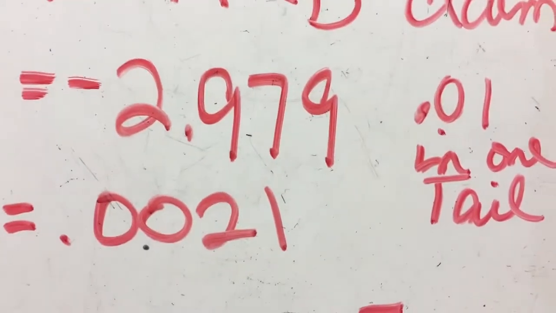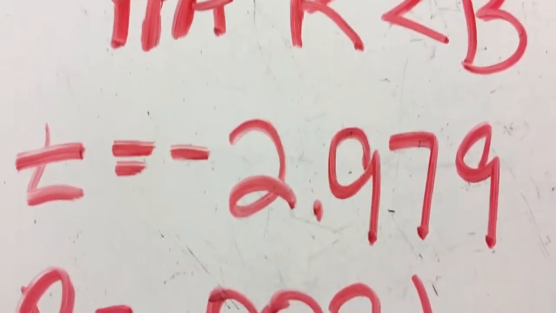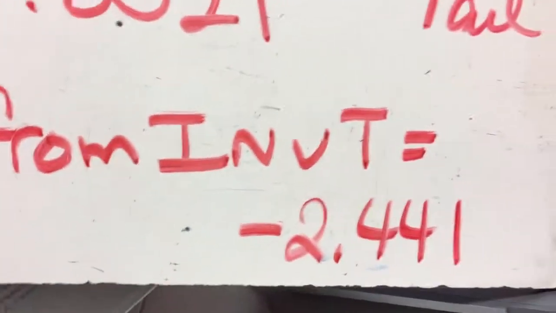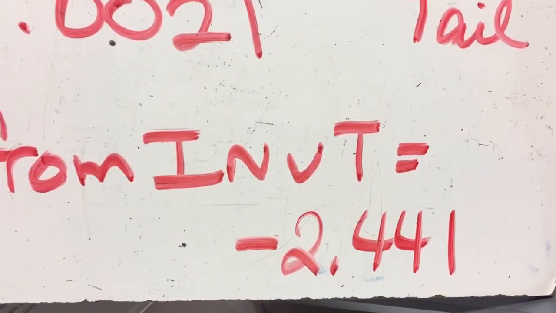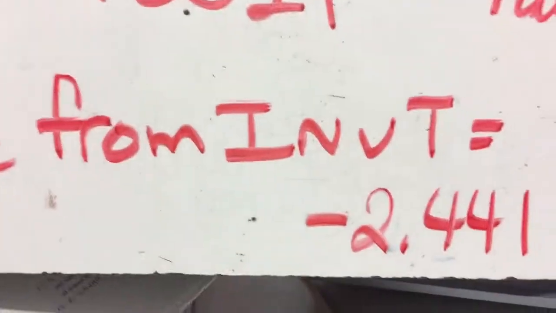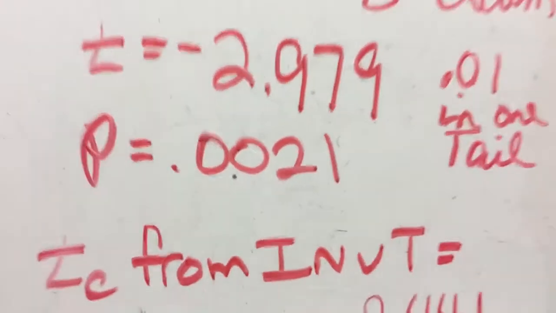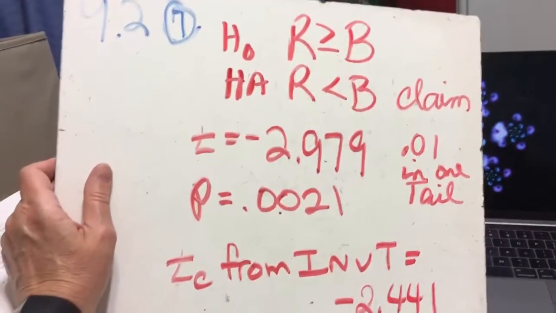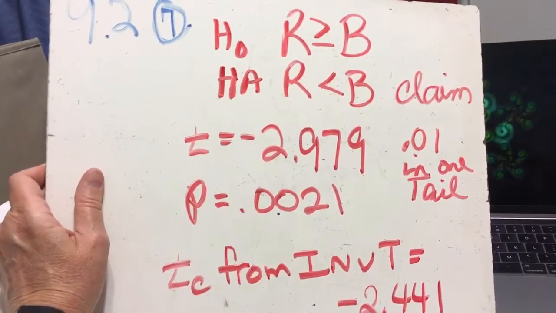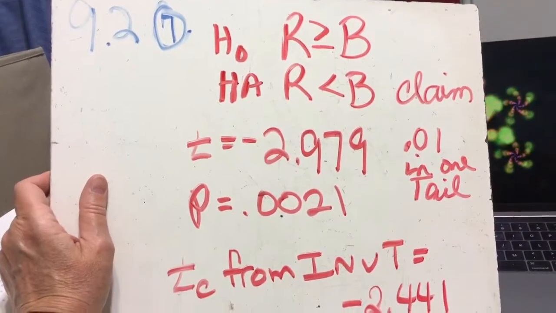So let's look at our scores. We got a test statistic of negative 2.9 and a critical value of negative 2.4. Negative 2.9 is in the tail. So again, we reject H sub O. Let's look back. What was H sub O? H sub O was that red had greater than or equal to creativity than blue.